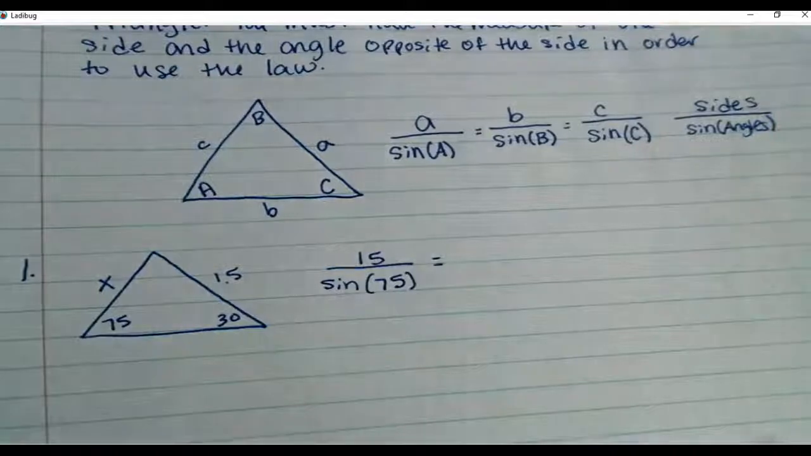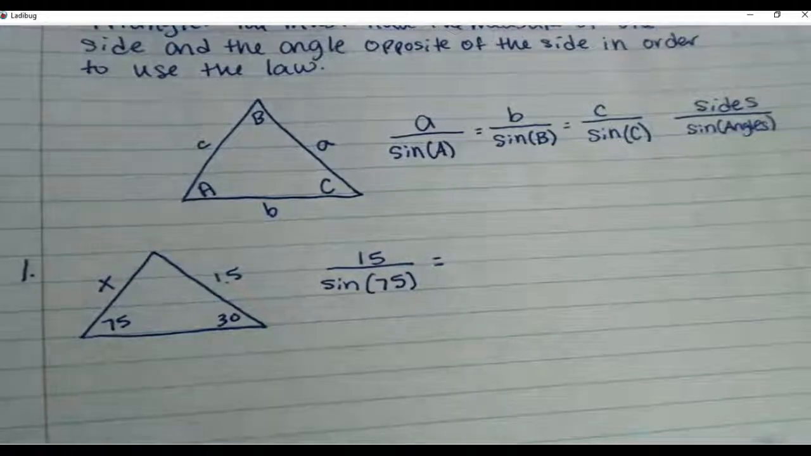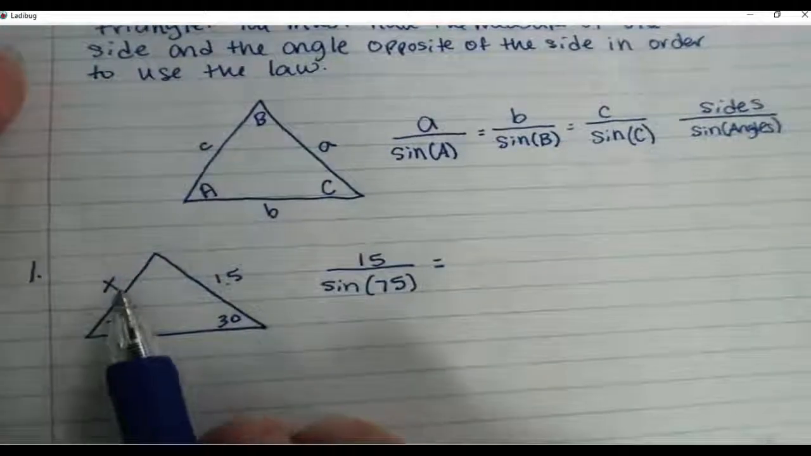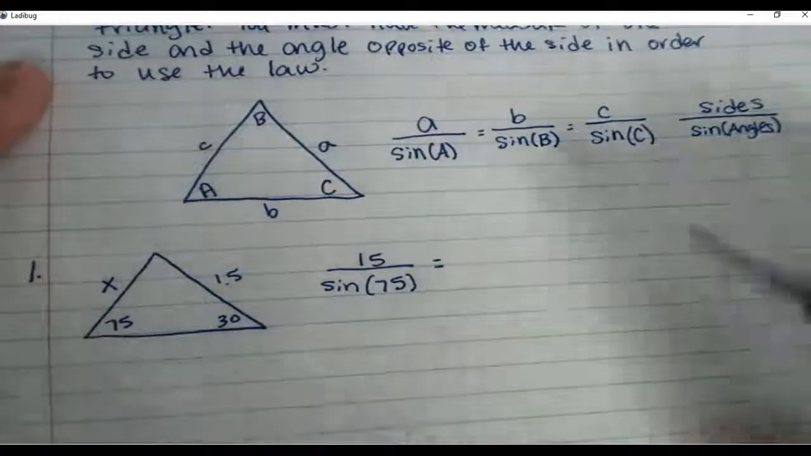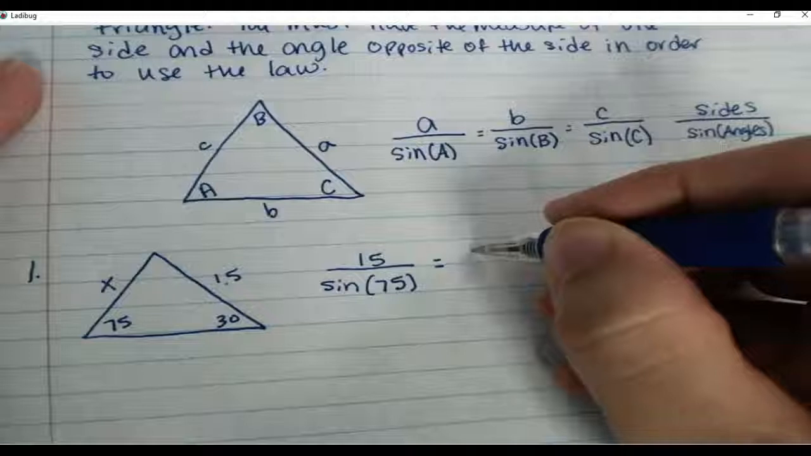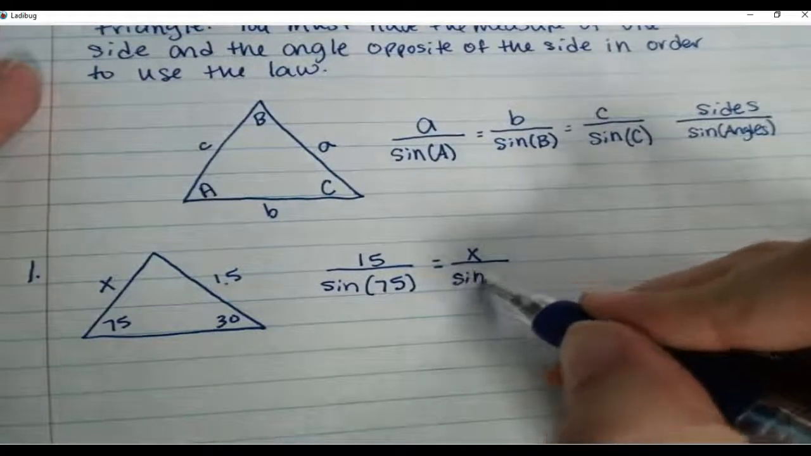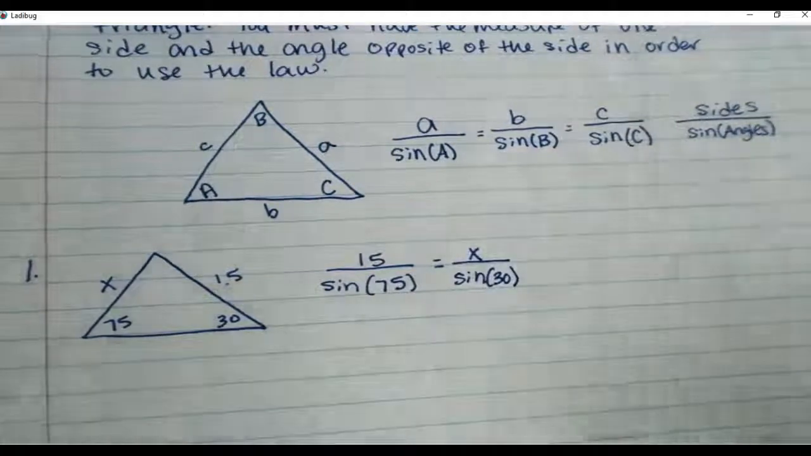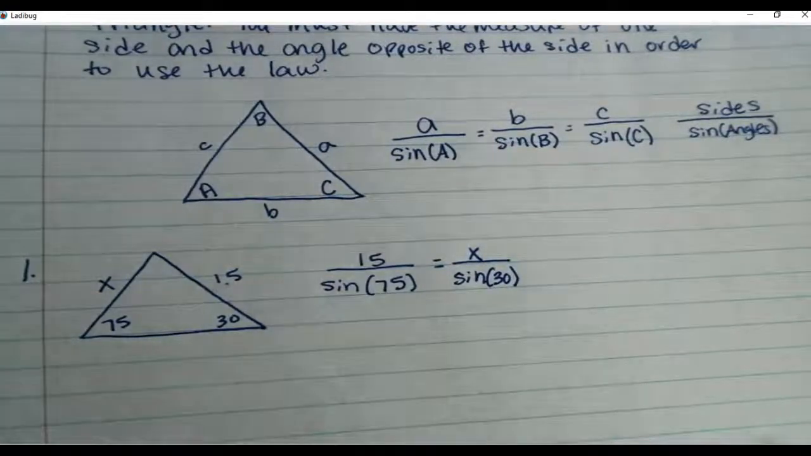equals. Now we're trying to find this side X, and it's opposite of the 30. So our other ratio is X over sine of 30. Sides on top, angles on the bottom, and you're always setting them up where they're opposite of each other.